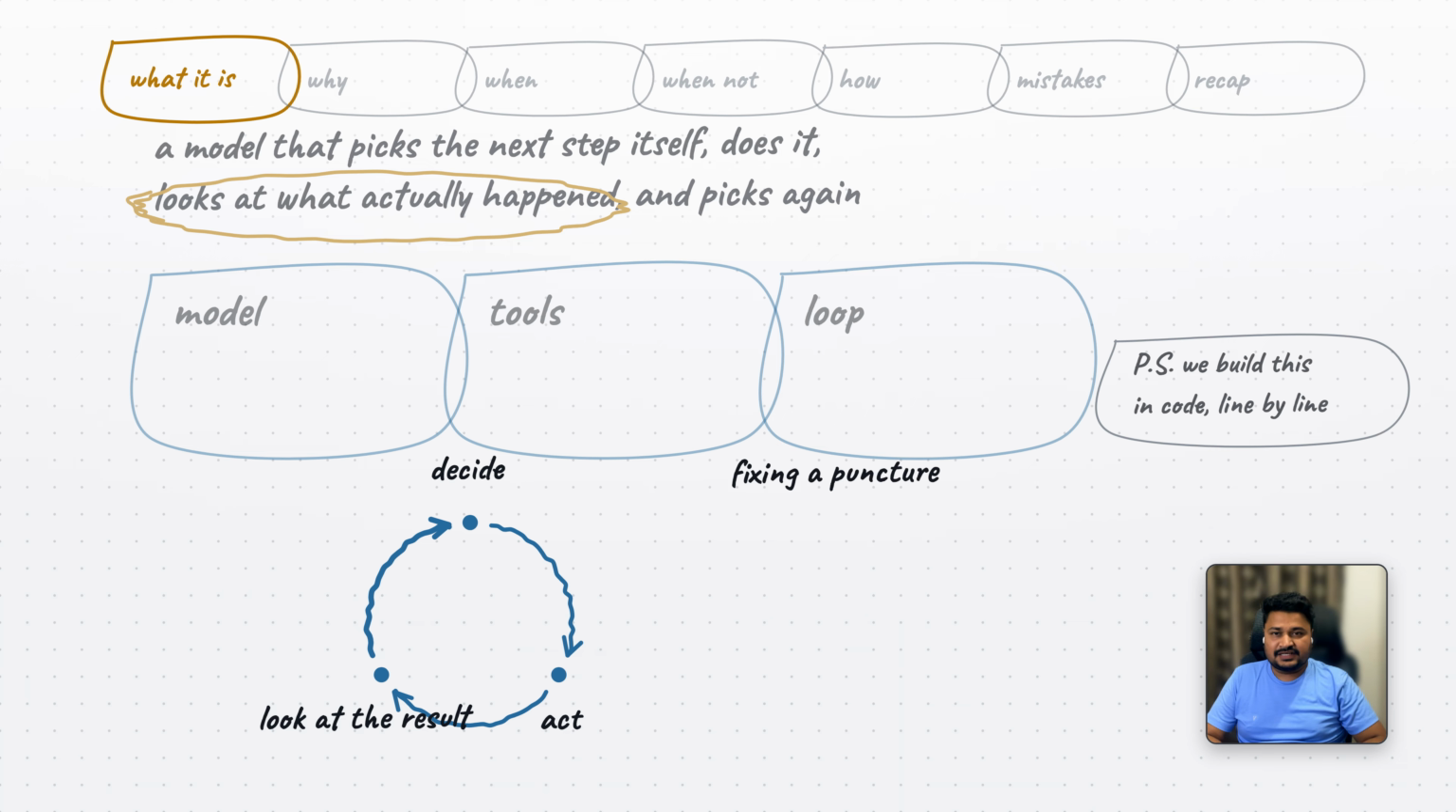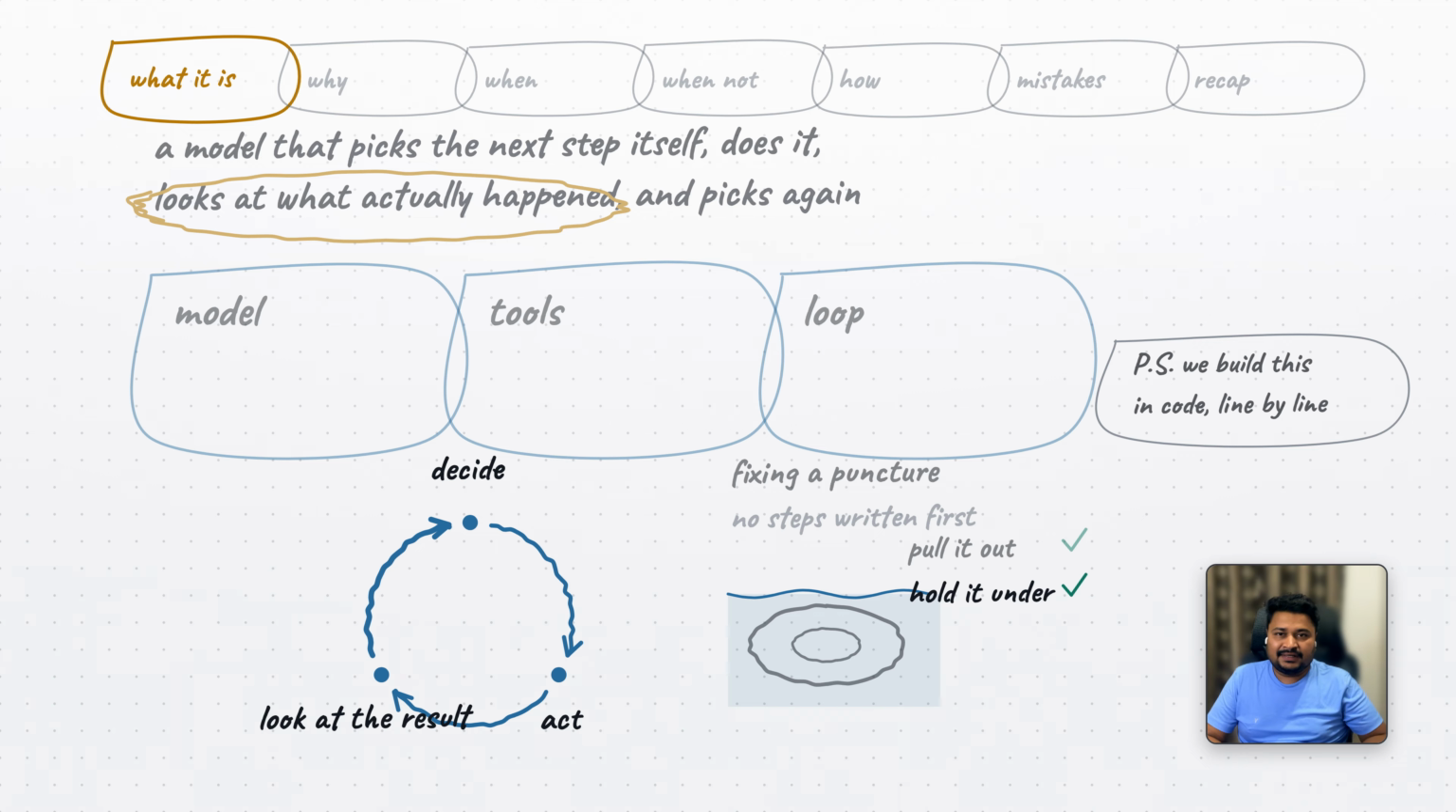Think about fixing a puncture on your cycle. You don't write the steps first. You pull the tube out, hold it underwater, look for the bubbles. What you do next depends on what you just saw. That's the loop. You have probably used one already.